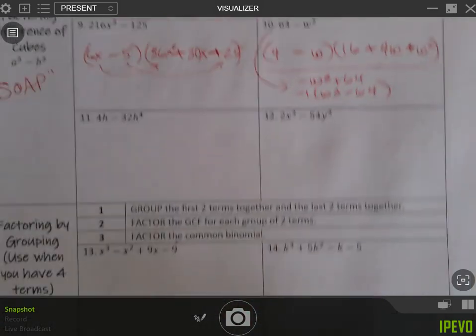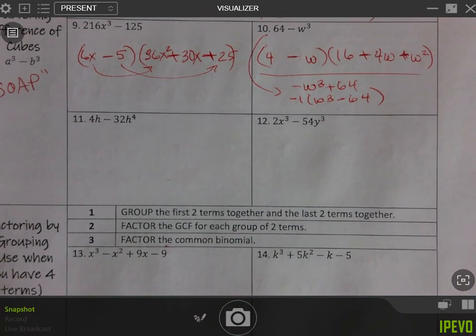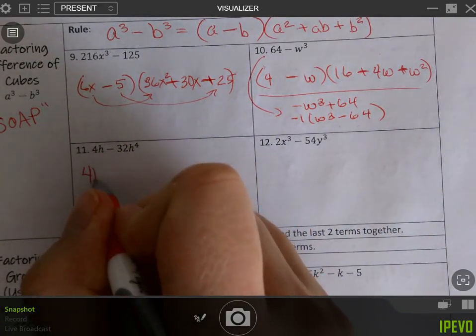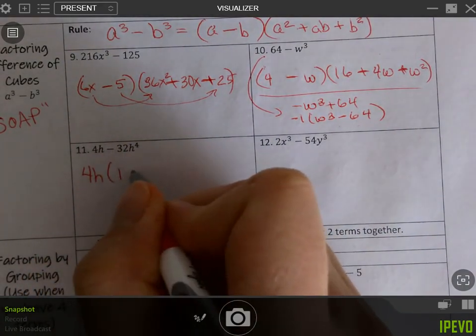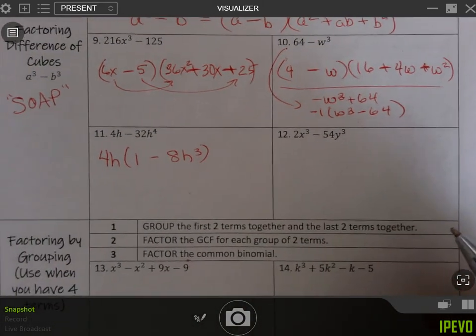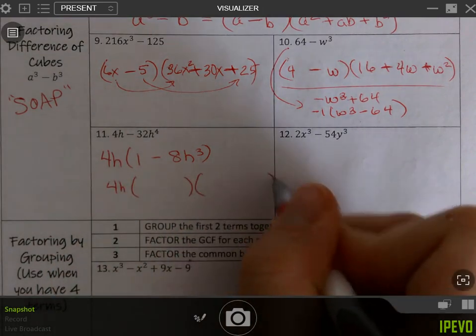All right, guys, you try these next two, but what should you do first? GCF. You should do a GCF. Yeah. All right, so there should be a GCF of 4 and an h here, and that leaves me 1 minus 8h to the third. So make sure that 1 gets in there. Then we keep that 4h on the outside. Don't lose that. And then we go into our SOAP.